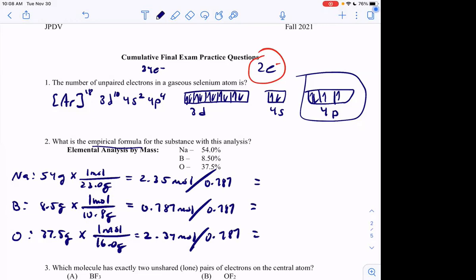Sometimes you don't need to. And for that, we get numbers of 2.99, of course, 1, and 2.97. These are approximately 3. So we're good. We are done. It is Na3BO3. Percent to mass, mass to moles, divide by smallest, multiply to whole. No need to multiply to whole. Those are close enough to 3.